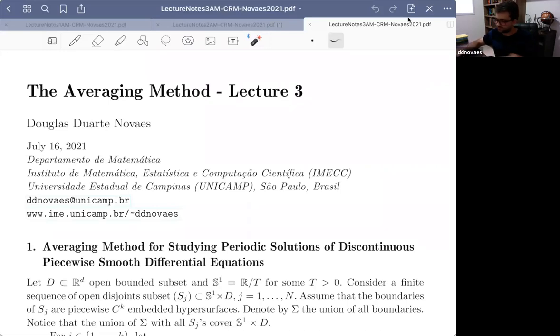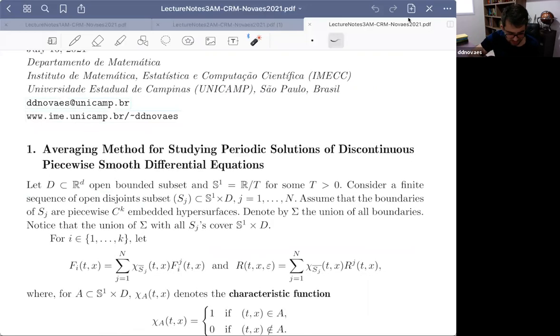Okay, so we have studied the averaging method for studying periodic solutions, for smooth systems, for Lipschitz continuous systems, and for continuous systems without assuming the Lipschitz conditions. Now, let us study the averaging method for studying periodic solutions of discontinuous piecewise smooth differential equations.